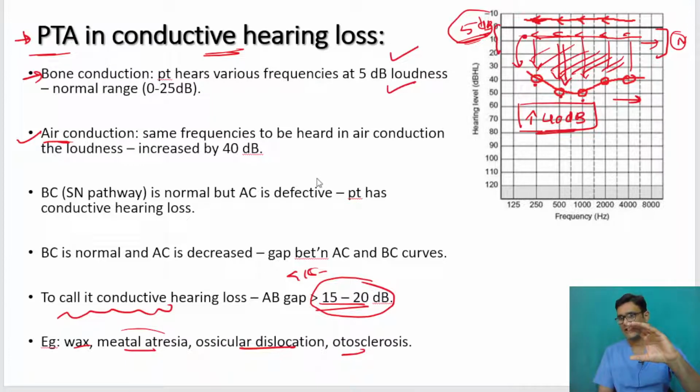When there is a gap between the air and bone curves, bone conduction being normal, we consider it as conductive hearing loss. Okay. The examples of conductive hearing loss are wax, meatal atresia, ossicular dislocation. The criterion is that the gap between the two, that is the bone conduction and the air conduction, should be a minimum of 15 to 20 decibels. If it is less than 15 decibels, we do not consider it as conductive deafness.